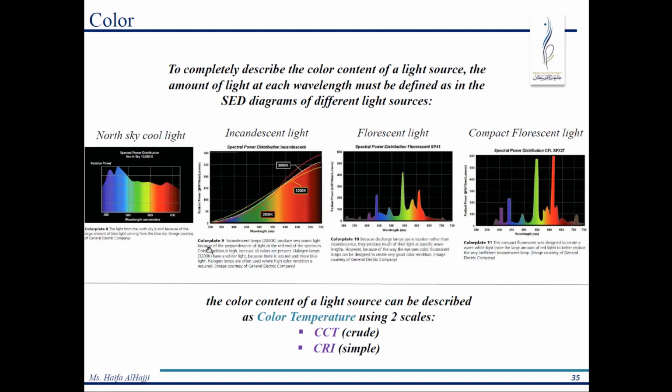This is a comparison of different types of light. This is the north sky, coming majorly in the blue range. This is the incandescent light, the normal lamp we used to use a long time ago, so it's more on the warm range, like yellow, reddish. The fluorescent light is a mixture of colors, almost green and other colors, so it's almost like bluish green. The same thing for the compact fluorescent light, which is warmer, more like brownish maybe.